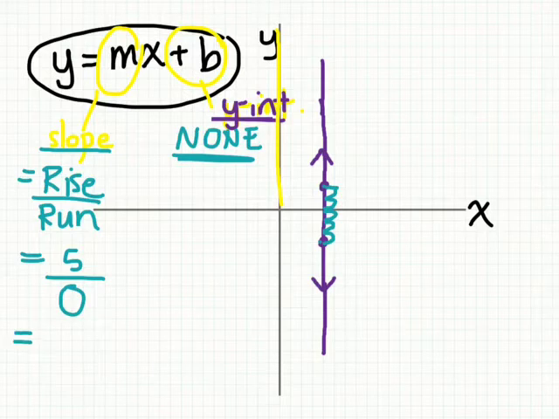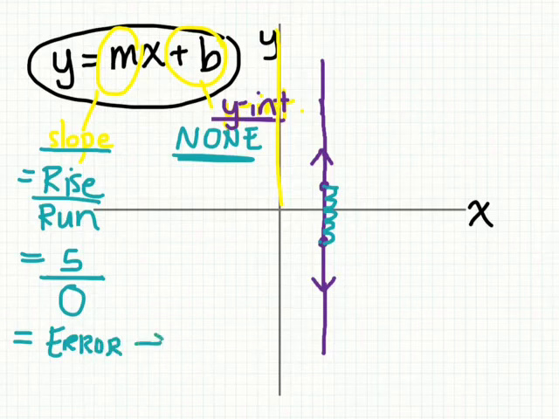Try doing this on your calculator. Try doing 5 divided by 0. You'll notice that when you punch this in, your calculator will probably say error, because you can't take a number and divide it by nothing. So we would say that this has a slope that is undefined.